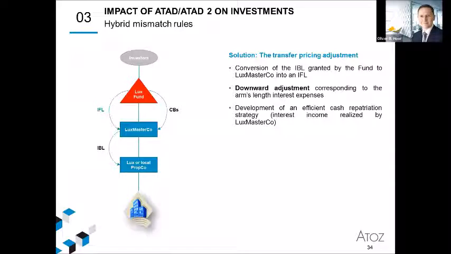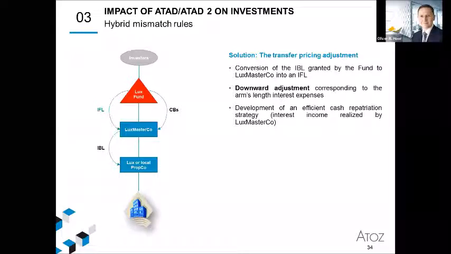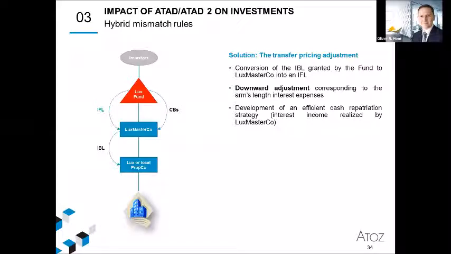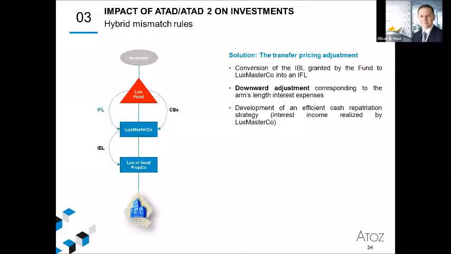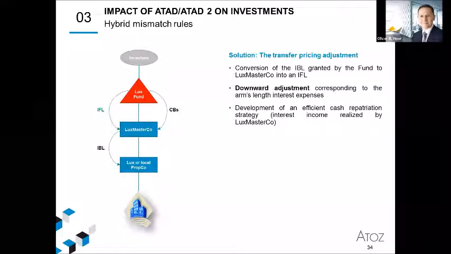And Lux Masterco uses the loan to grant an interest-bearing loan to the property company. Normally, we would have an interest-bearing loan financing an interest-bearing loan, and we would realize an arm's length finance margin at the level of Lux Masterco. If we now convert the interest-bearing loan into an interest-free loan, we do, for accounting purposes, not realize any interest expenses, but from a tax perspective, we need to perform a transfer pricing adjustment, which would then correspond to the 5% of interest expenses if we remain with the numbers that we mentioned before. So 5.2% of interest income, and then a 5% downward adjustment leaves us a 0.2% arm's length finance margin. And here, this transfer pricing adjustment is explicitly excluded from the scope of the hybrid mismatch rule.